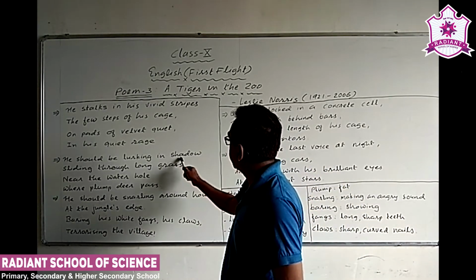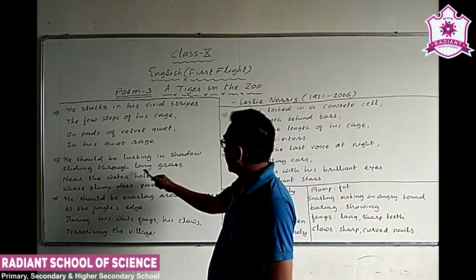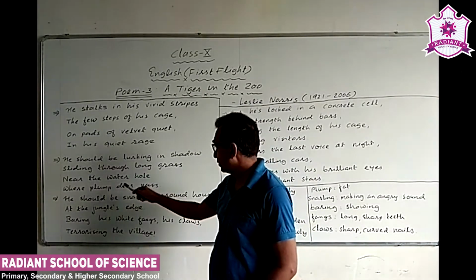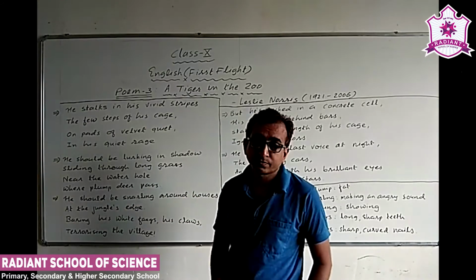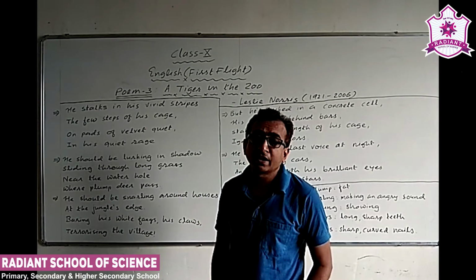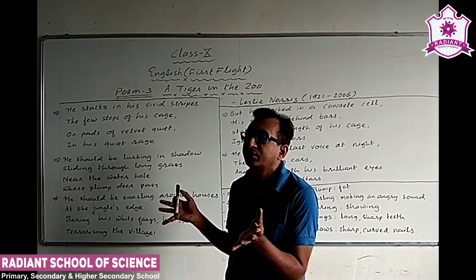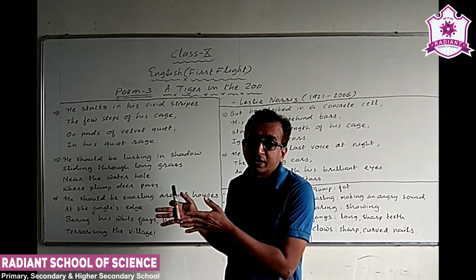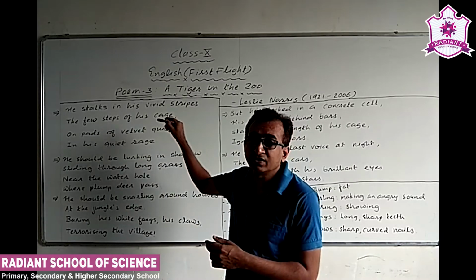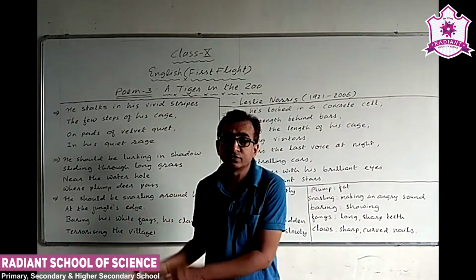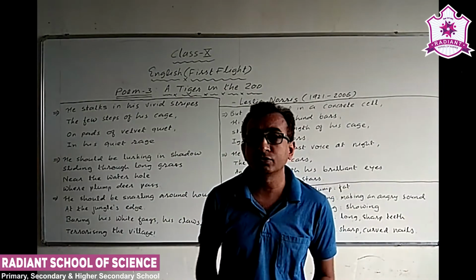"He should be lurking in shadow, sliding through long grass near the water hole where plump deer pass." Now here in the second stanza, the poet imagines the kind of situation in which the tiger should be kept. This is not the situation in which he is kept, but this should be the situation, an ideal situation for the tiger, according to the writer.